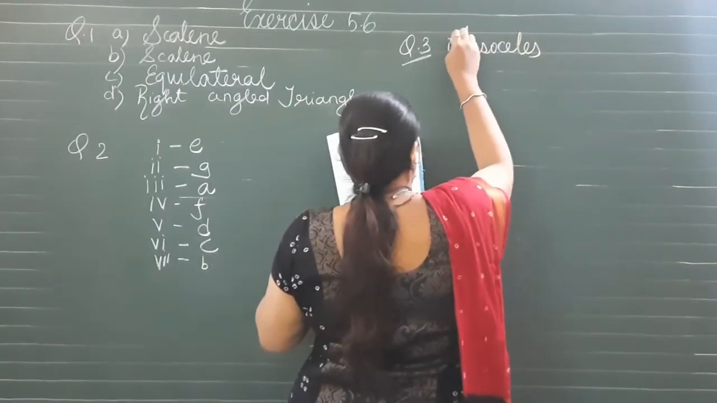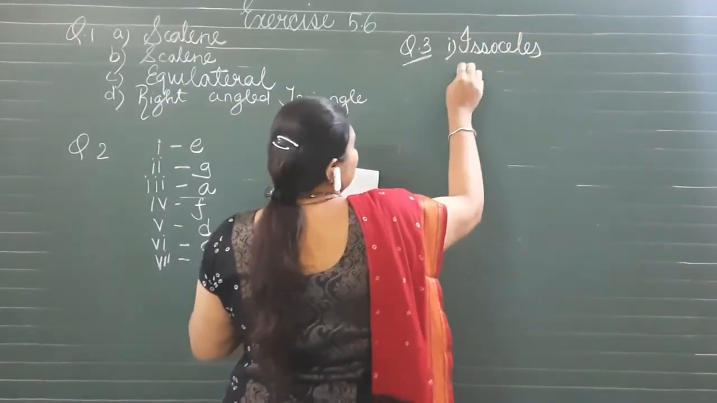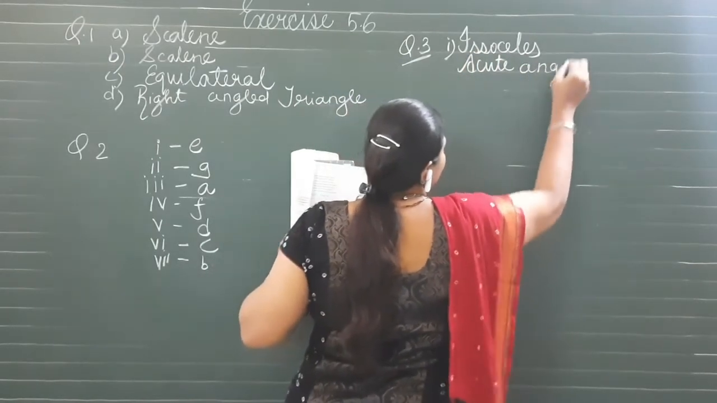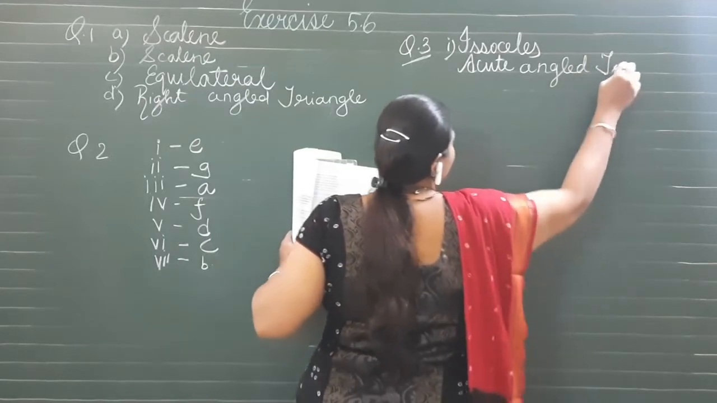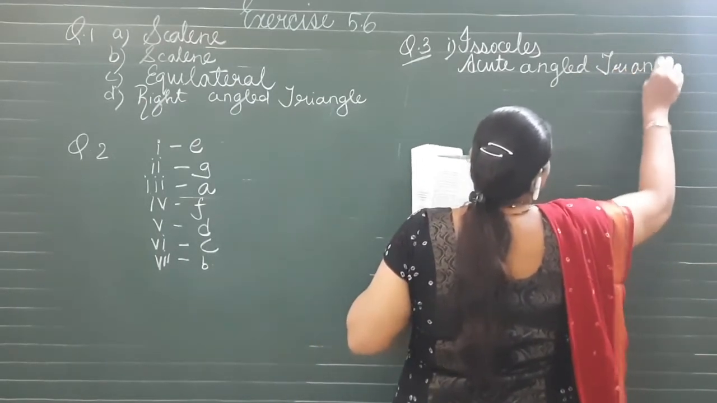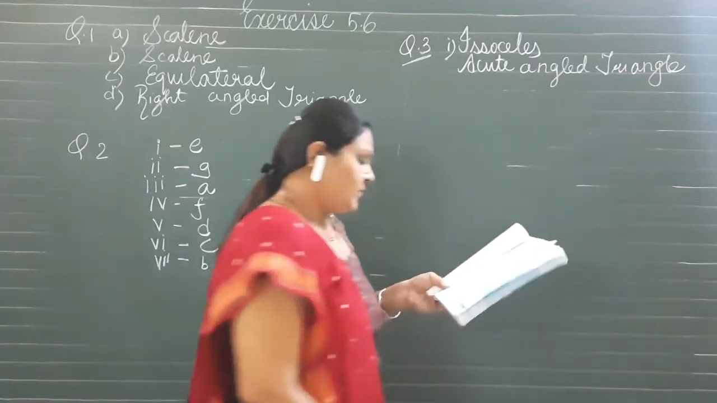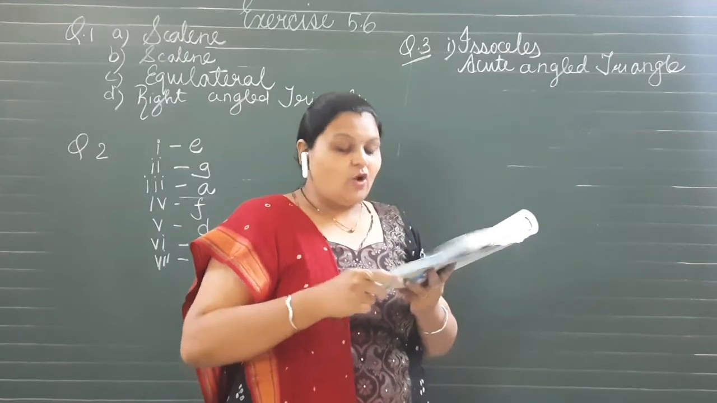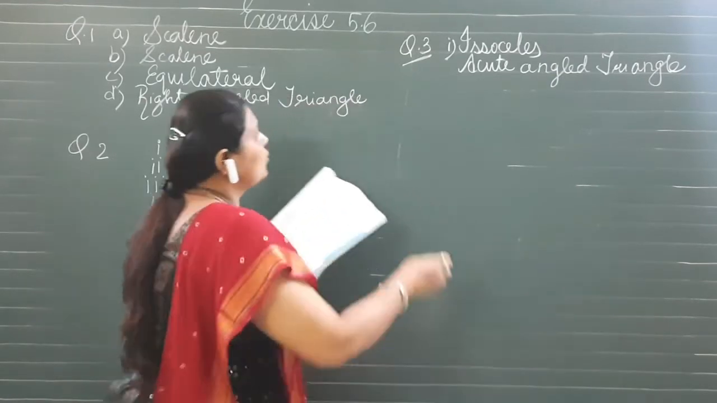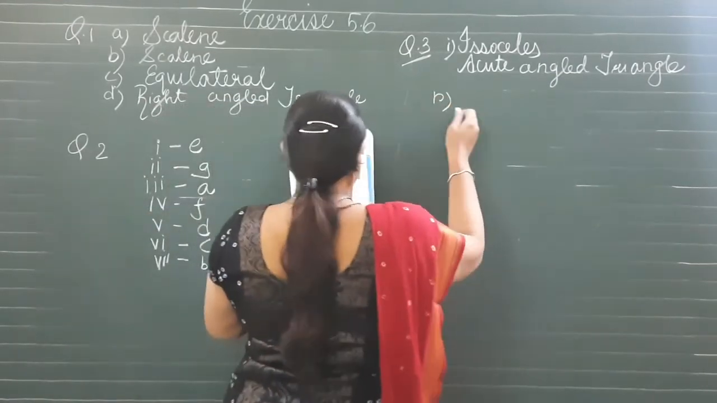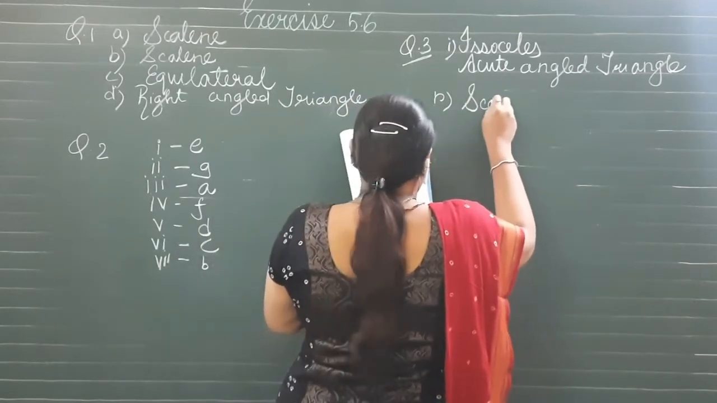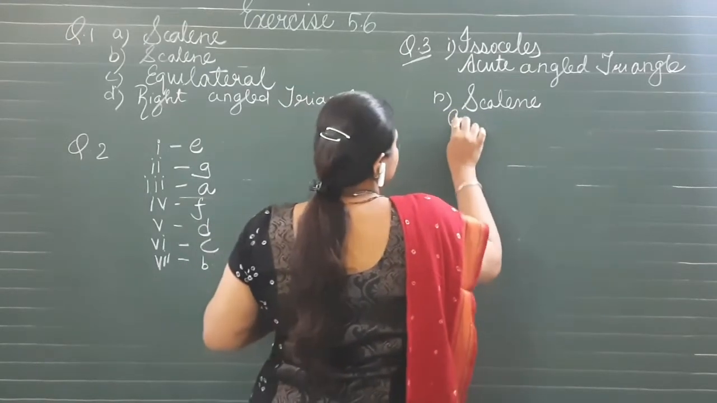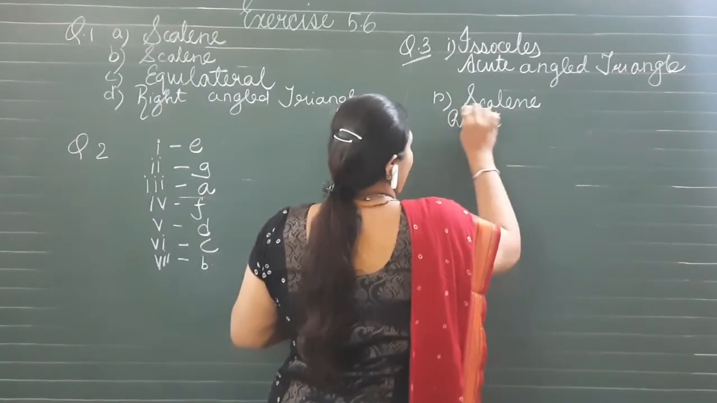and again it is an acute angle triangle. The measure of each angle is less than 90 degrees. Second one, 17, 15 and 8. All the sides are different. So here we can say it is scalene. And here a right angle is formed. So right angle triangle.